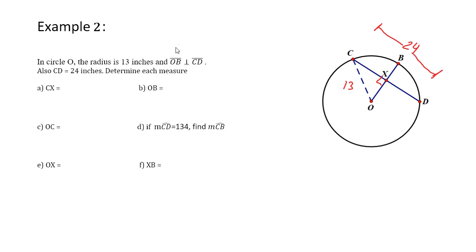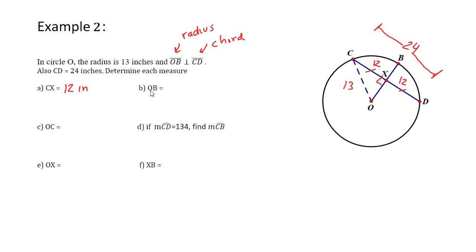Now, because OB is a radius and CD is a chord, and they happen to be perpendicular, we can use the theorem that says that the chord will be bisected. So that means that CX will be the same as XD. We already know what the whole thing is, 24, so that means that each of those segments should be 12. And that's going to be the first one. The length of CX, that's going to be 12 inches.